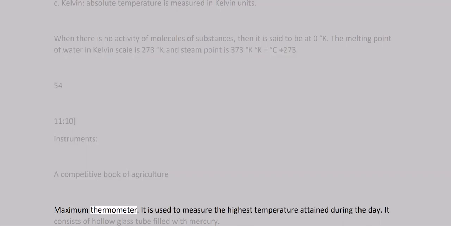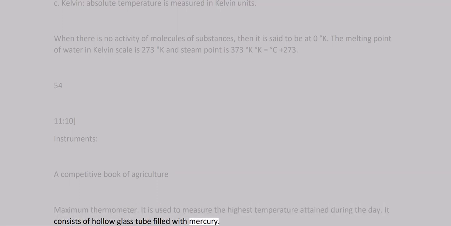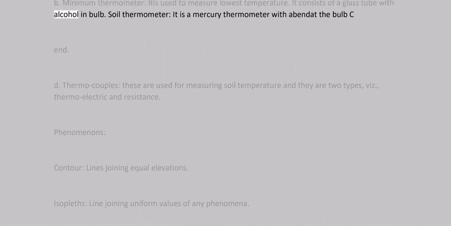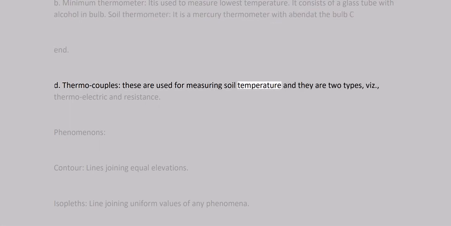Instruments. A. Maximum thermometer: it is used to measure the highest temperature attained during the day. It consists of a hollow glass tube filled with mercury. B. Minimum thermometer: it is used to measure the lowest temperature. It consists of a glass tube with alcohol in the bulb. C. Soil thermometer: it is a mercury thermometer with a bend at the bulb end. D. Thermocouples: these are used for measuring soil temperature, and they are of 2 types, viz., thermoelectric and resistance.